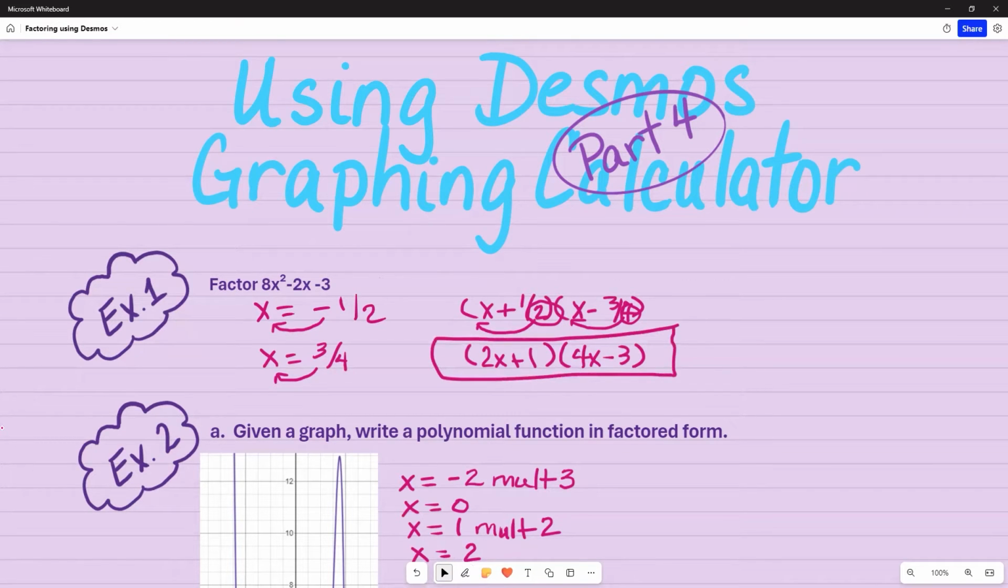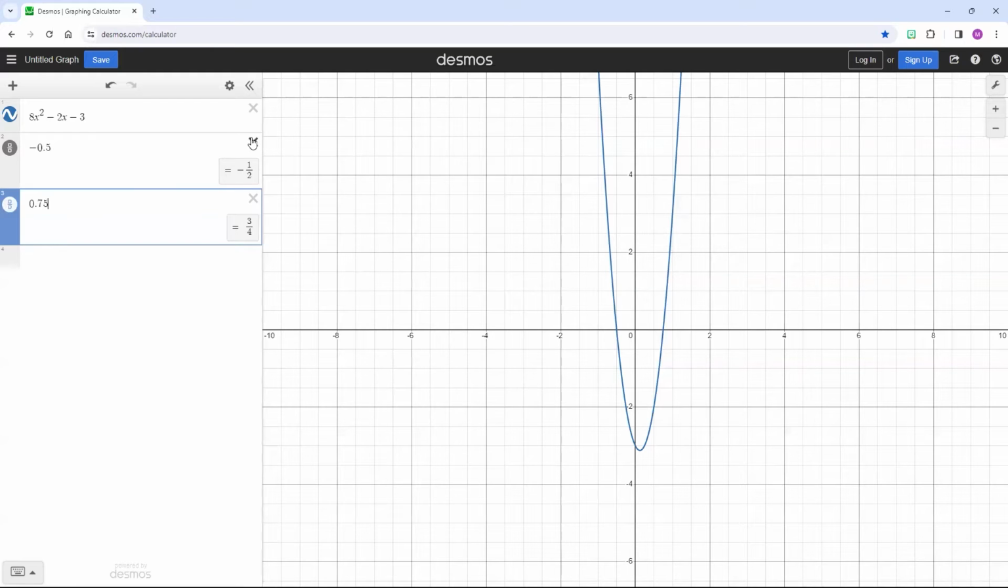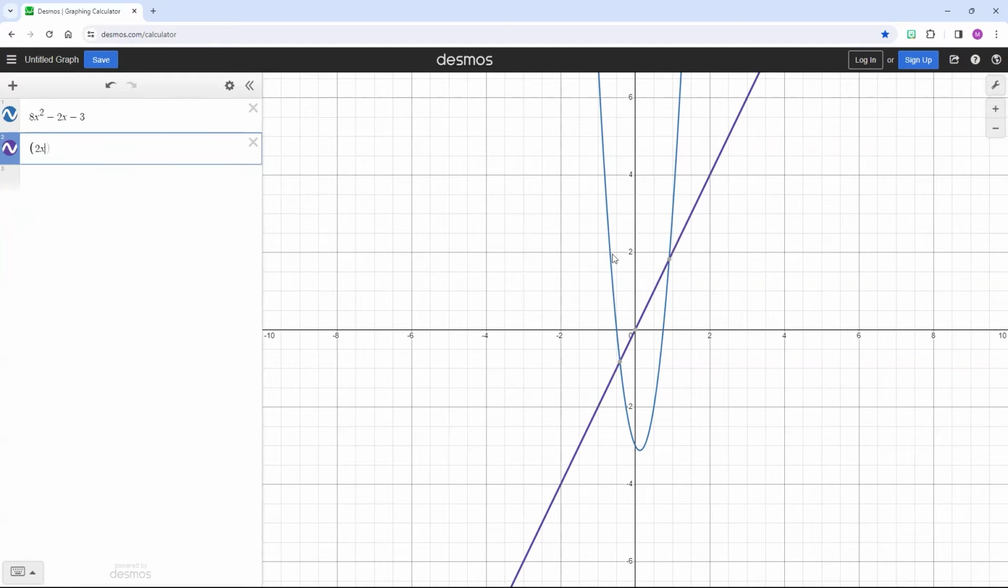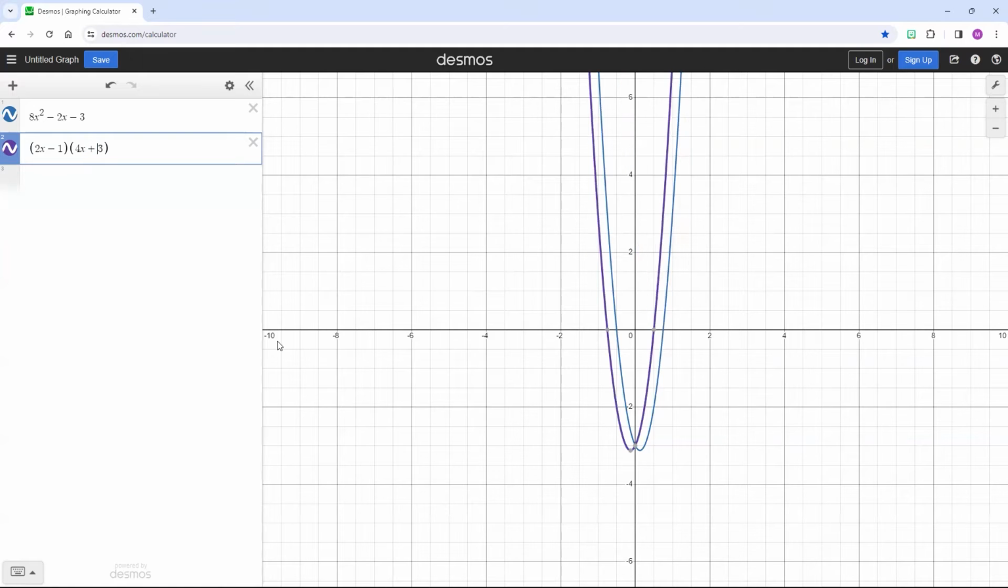So we're going to go back into Desmos and type that information in. If it's correct, it's going to match the graph that's already there. So we said 2x plus 1 times the quantity of 4x minus 3. And see how it lays exactly on top of the original one? But if you had typed in the wrong signs, like a minus here and a plus here, because that's what was initially given, you'll notice that that's incorrect. If it is already a negative on the graph, then when you put it in factored form, it's going to turn into a positive, and vice versa. If it's already a positive, it's going to turn into a negative.